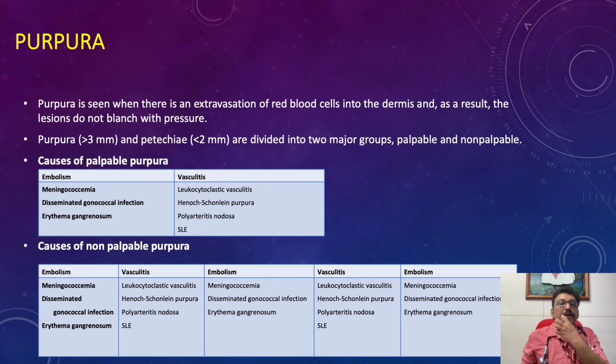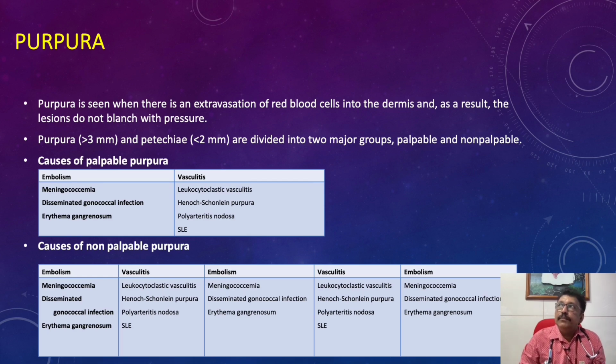And you can differentiate different types of purpuras other than thrombocytopenic purpura. Those purpuras are meningococcemia, DIC, erythema gangrenosum, leukocytoclastic vasculitis, Henoch-Schonlein purpura that especially occurs in the lower limb, polyarteritis nodosa, SLE; in all these conditions you can get purpura. Purpuras due to vasculitis are actually palpable purpuras, and purpuras due to non-vasculitic conditions are non-palpable purpuras.